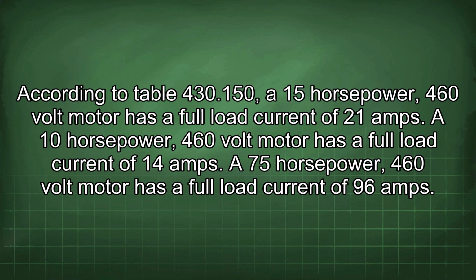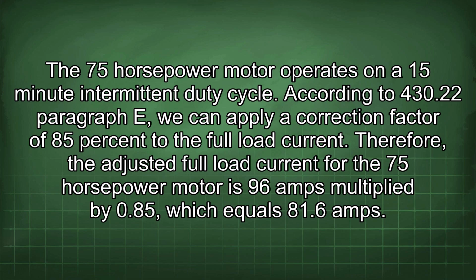A 10 horsepower 460 volt motor has a full load current of 14 amps. A 75 horsepower 460 volt motor has a full load current of 96 amps. The 75 horsepower motor operates on a 15-minute intermittent duty cycle. According to 430.22 paragraph E, we can apply a correction factor of 85% to the full load current. Therefore, the adjusted full load current for the 75 horsepower motor is 96 amps multiplied by 0.85, which equals 81.6 amps.